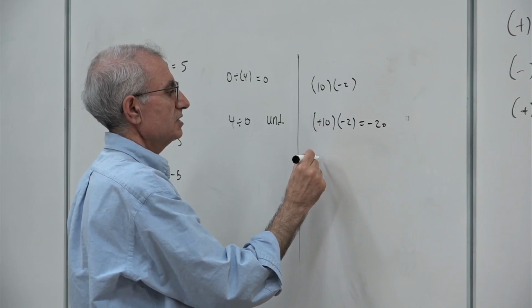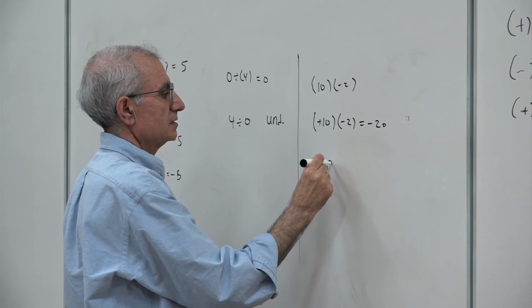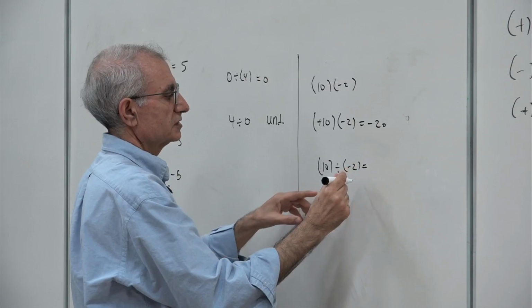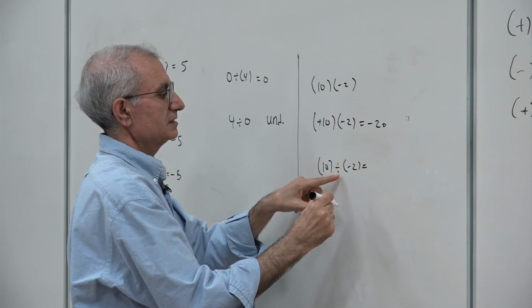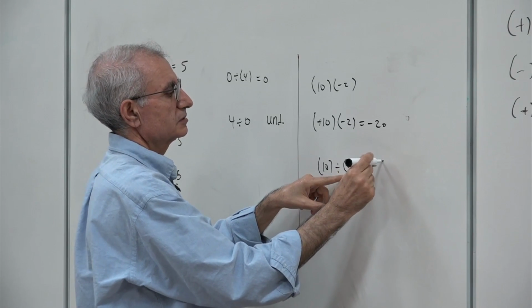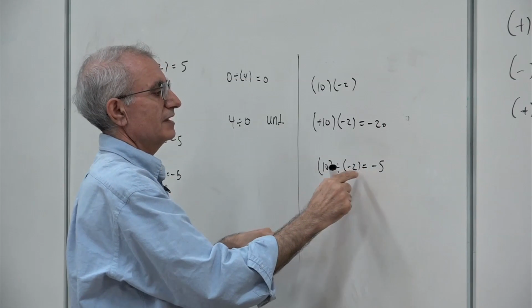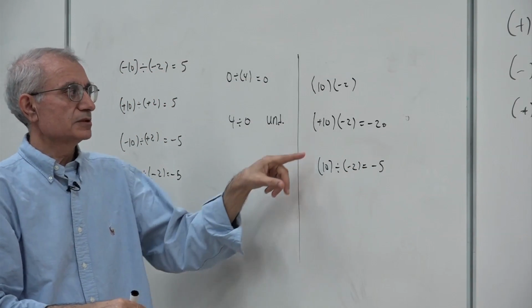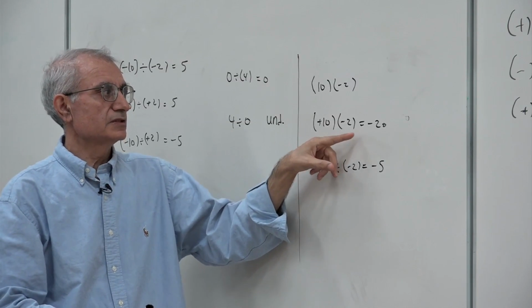Let me do the same thing, but this time with division. 10 divided by negative 2. Notice I use the same sign rule. When you divide numbers with opposite signs, the outcome is always going to be negative, right? Because negative 5 times negative 2 is positive 10, right? But multiplication is 2 times negative 10 is negative 20.